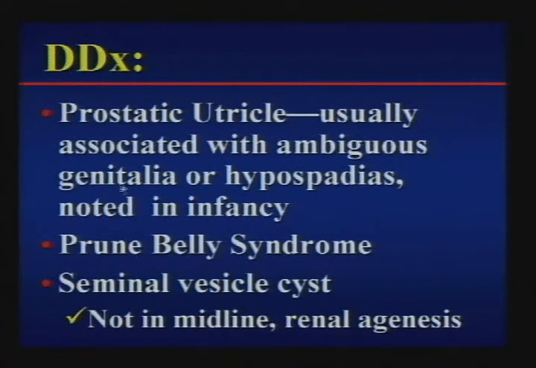Okay, but those are associated with ambiguous genitalia or hypospadias, and they're noted in infancy. They don't present suddenly at the age of 13 or 14. Seminal vesicle cysts, recall, are not in the midline, and they are associated with renal agenesis.